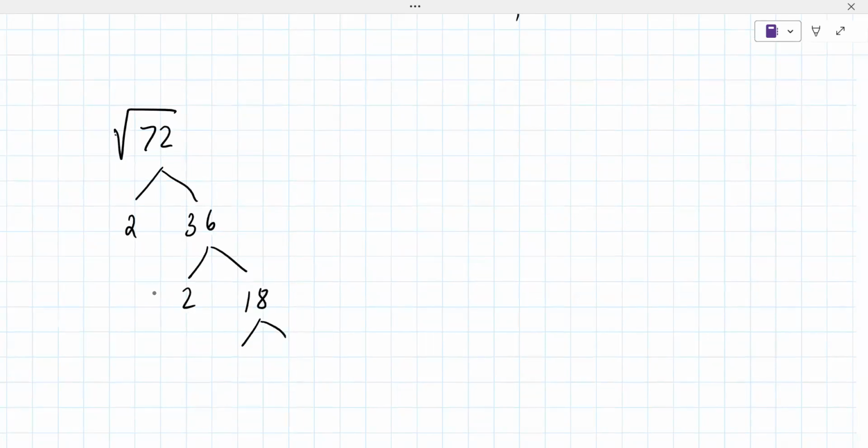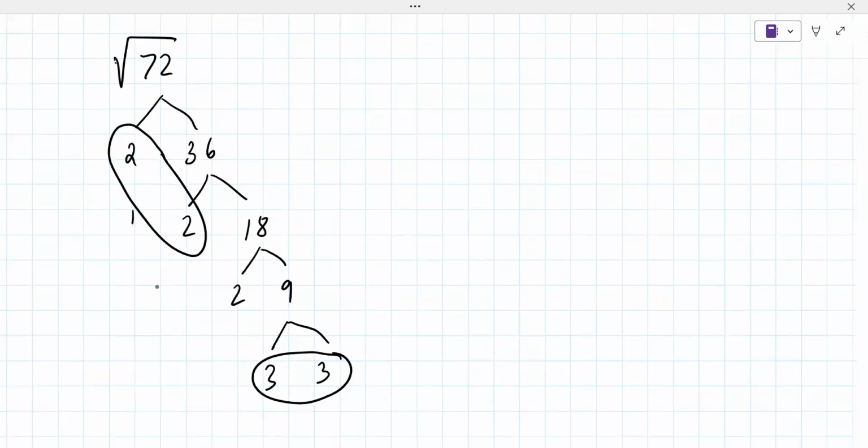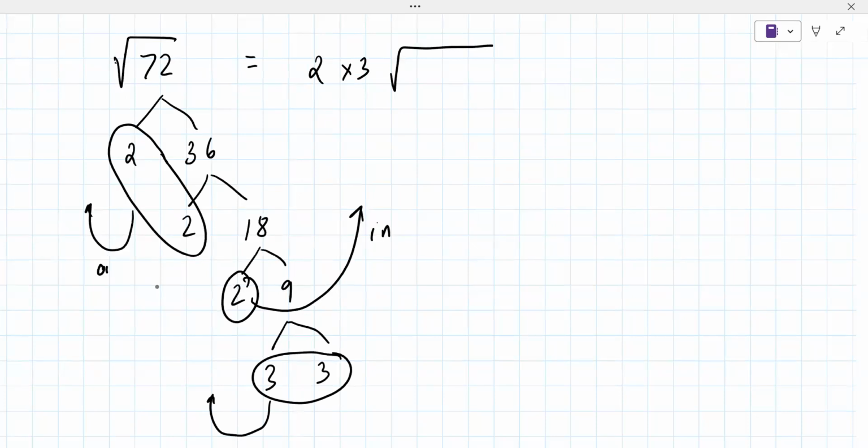So the next problem we'll look at together is the square root of 72. So this is 2 and 36, 2 and 18. Notice I keep trying the number until it doesn't work. 2 and 9, and then 9 is 3 and 3. So this time I have two pairs. I bring them both out. So it's 2 out, 3 out, square root of what's left over. You don't have to do the in and out thing. It's just good for when you look back at your notes and don't understand why. You build this tree, circle the pairs, bring out whatever you bring out, and there's your final answer.